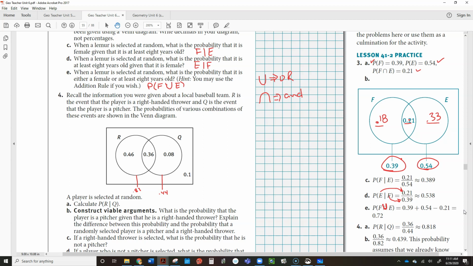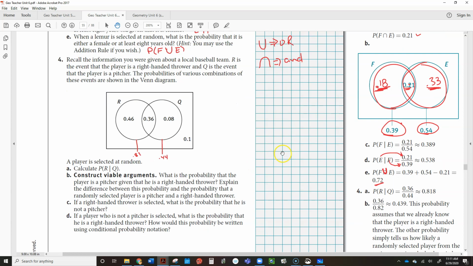If you add 0.39 together with 0.54, you've counted this 0.21 twice. Because when you add the 0.39, you've added all of those. When you add that to the 0.54, you've added all of those. So you've stuck that 0.21 in there twice, so we've got to take it out. If you just add this one and this one and this one, you still end up with 0.72.